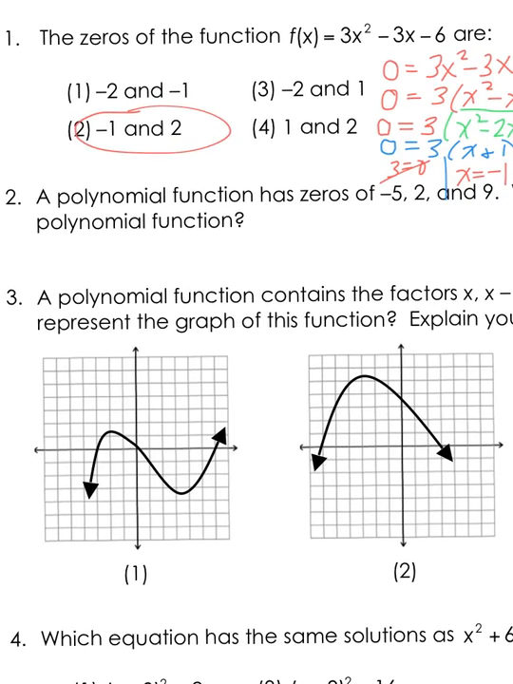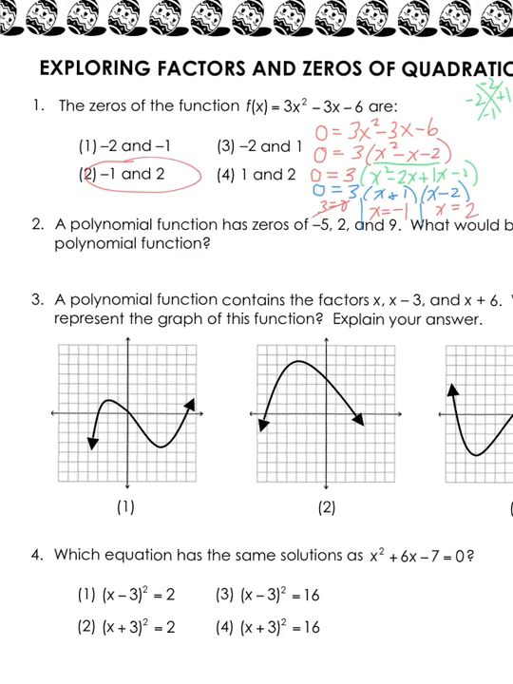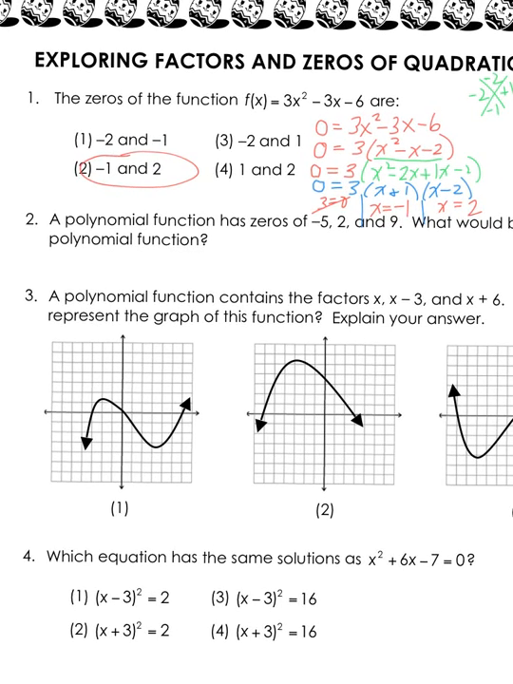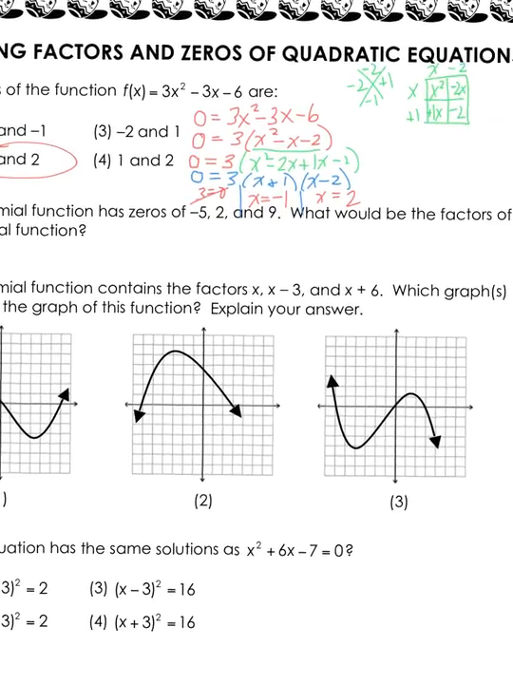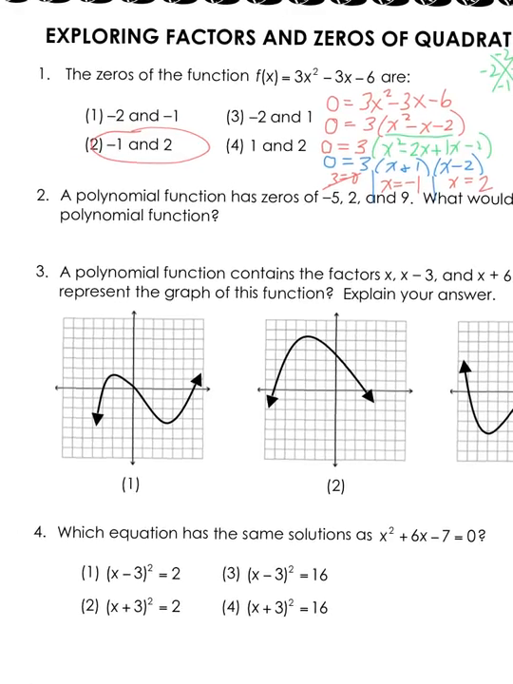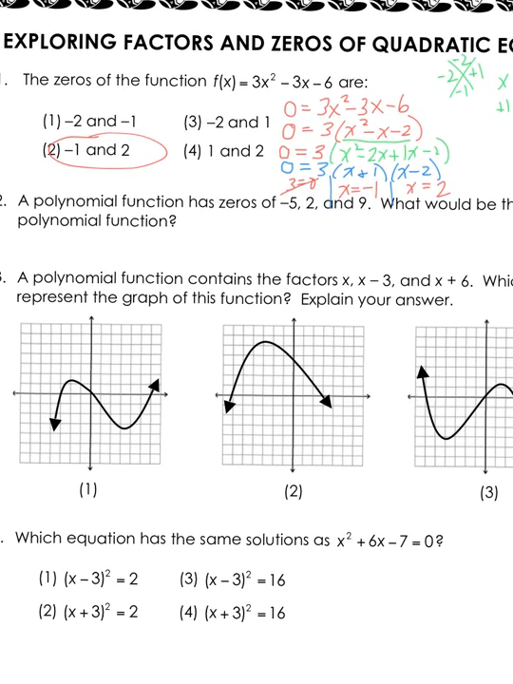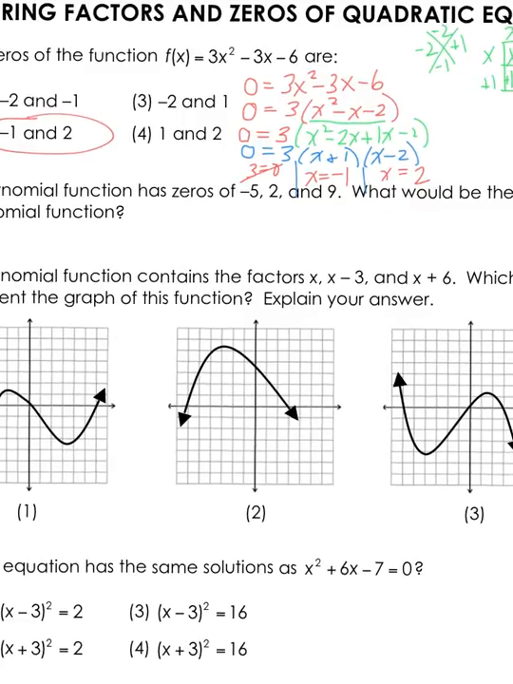Okay. The next one. A polynomial function has zeros, x equals -5, 2, and 9. I threw the x equals in there because I'm thinking ahead. What would be the factors of this polynomial function? So they're giving me zeros. When they're giving me zeros, like I said, I was getting a little ahead of myself, because as soon as I see the word zeros, I think to myself, okay, that means this is x equals the number. X equals -5. This would be like the end of the problem, typically. X equals 2. X equals 9.